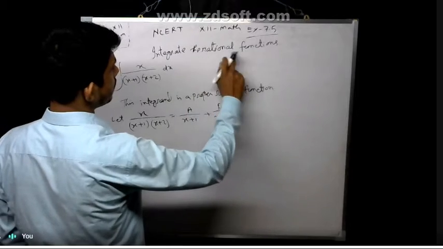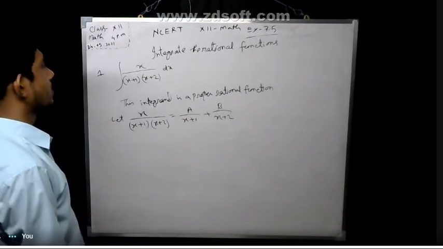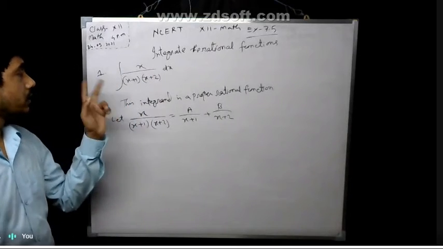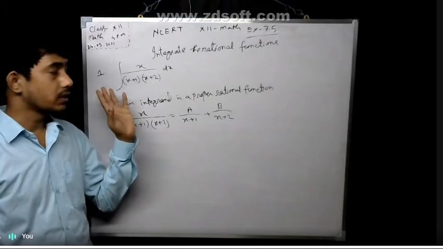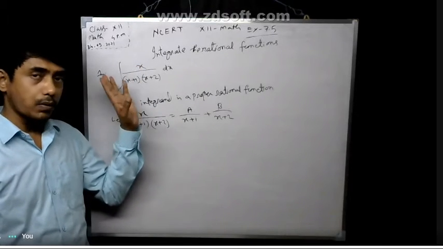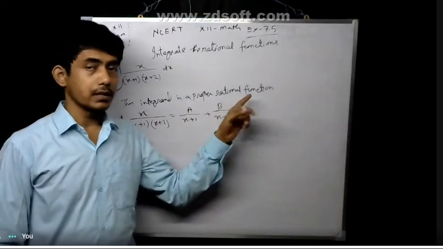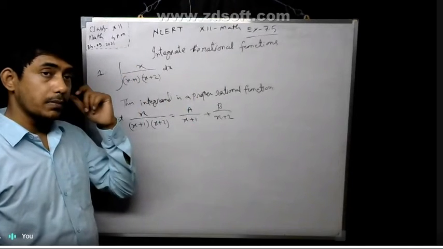Integrate the rational function x by x plus 1 into x plus 2 dx. The degree of numerator is 1 and the degree of denominator is 1 plus 1, that is 2. So it is a proper rational function, because the degree of numerator is less than the degree of denominator.